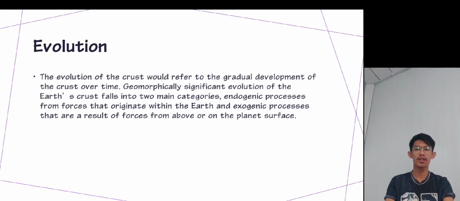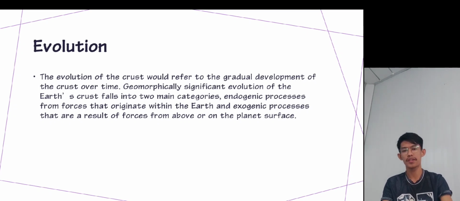The evolution of the Earth crust refers to the gradual development of the crust over time. Geomorphically significant evolution of the Earth crust falls into two main categories: endogenic processes, which are forces of the Earth that originate within the Earth, and exogenic processes, which are a result of forces from above on the planet's surface.